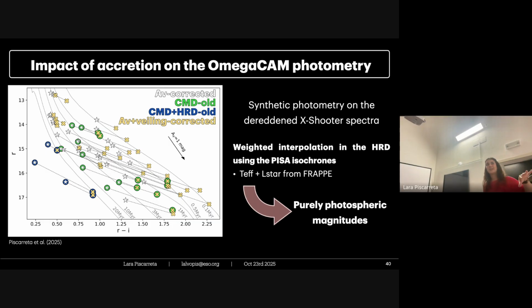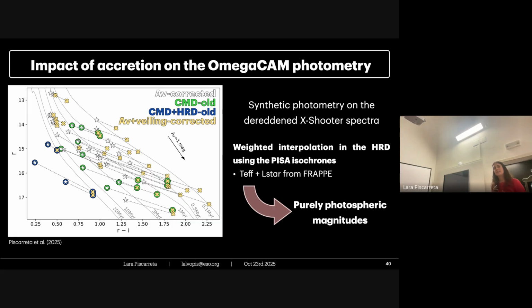So it seems that, first of all, accretion has a significant impact on the photometry of these sources. Once we correct, so this is the stars to these X symbols, it makes our sources appear fainter and also redder, which makes sense because we know that accretion adds an excess continuum in the blue part of the spectra. And also, it seems that most of the contribution is more in the color than in the R magnitude.